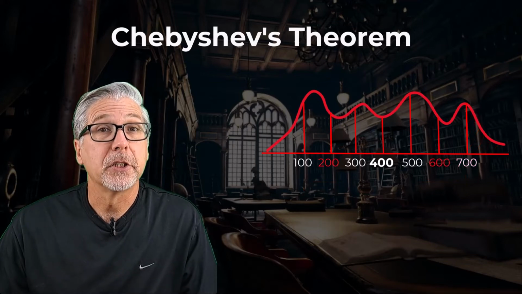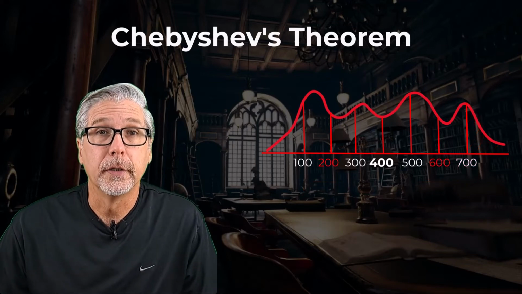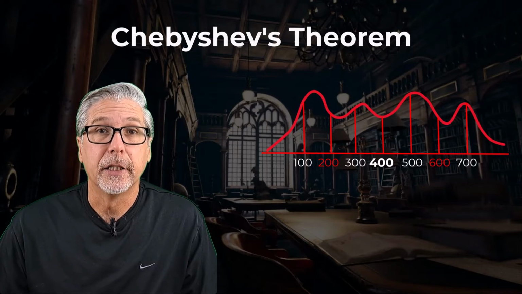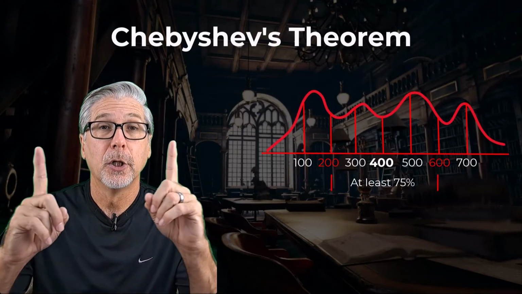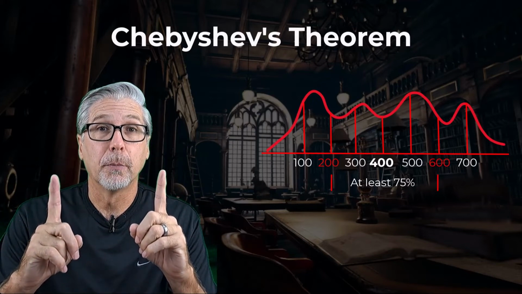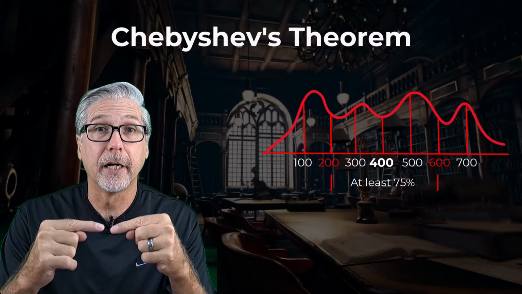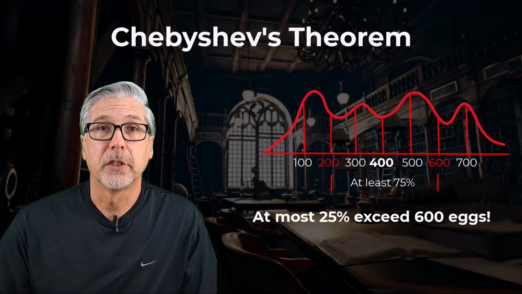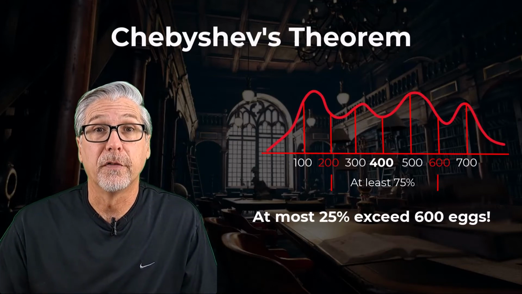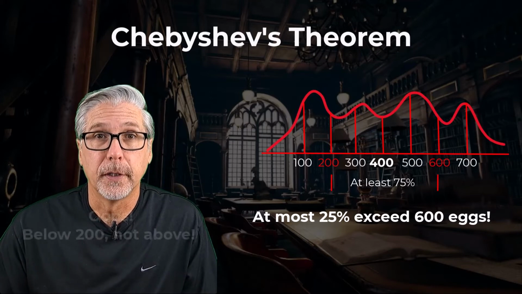How about above 600 or below 200? We're going to do exactly the same thing with Chebyshev, except this time rather than using 3 standard deviations, we're going to use the 2 standard deviation number of at least 75% in there. So we're going to say there's at most 25% above 600. There's also at most 25% below 200.